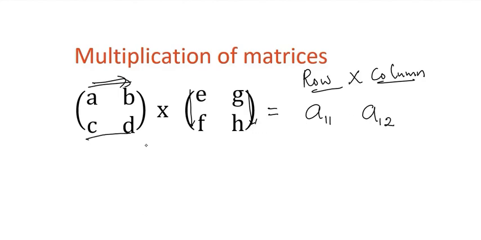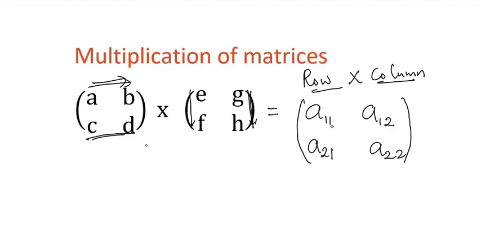Here also, second row multiply first column. Second row is 2, multiply the first column 1. And the second row here, multiply the second column here. We have second row multiply second column. This is what is going to give us.